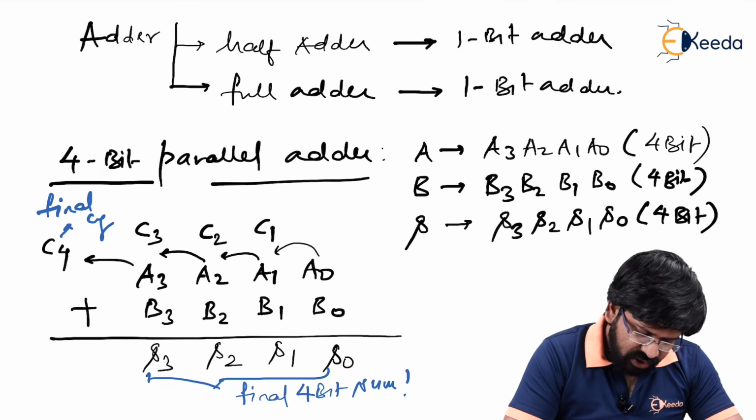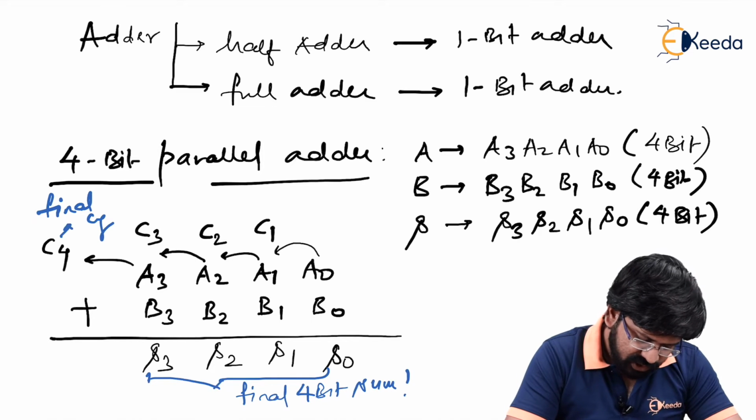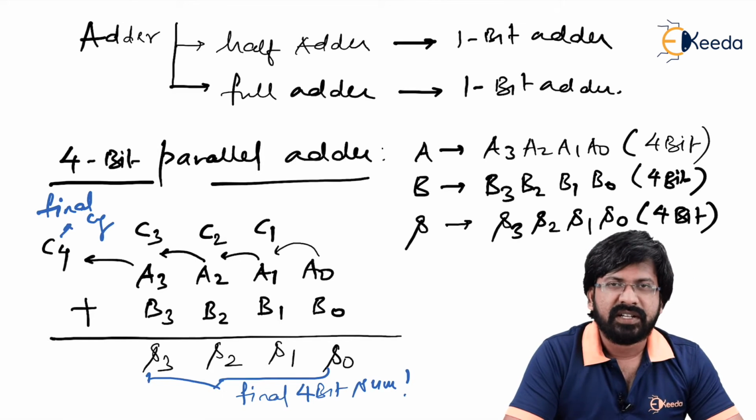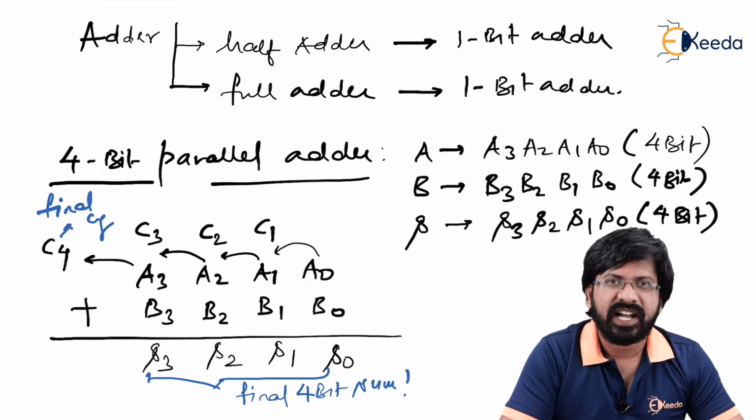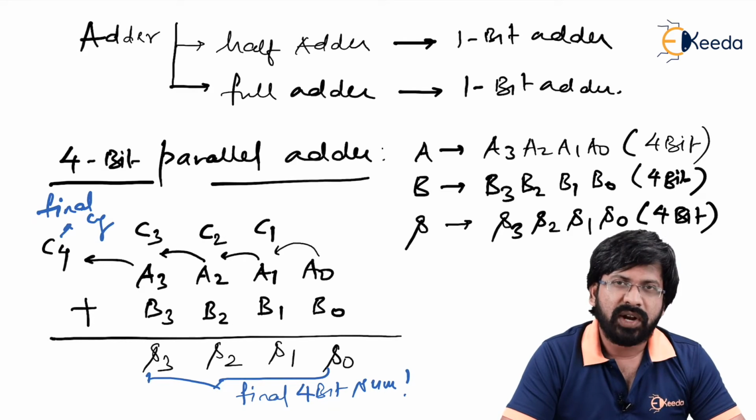Next, size of A is 4-bit, size of B is also 4-bit and the sum is 4-bit. Therefore, we call this adder a 4-bit adder. Tell me, for 1-bit addition, you require one full adder. So common sense, for 2-bit addition, we will require two full adders. And for adding 4 bits, we require 4 full adders, right?